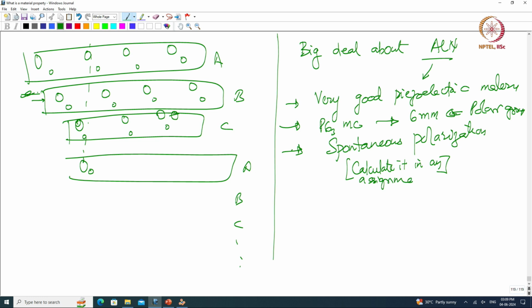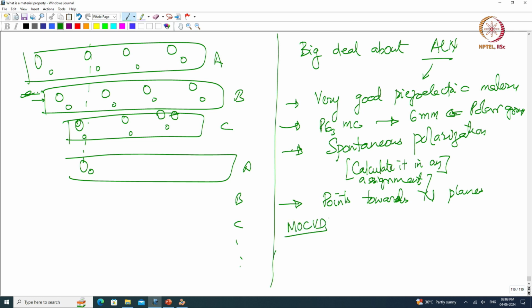Just by looking at the structure, just like we calculated it for barium titanate, we should be able to look at the structure, see how much nitrogen is displaced from the center of the tetrahedron and calculate the spontaneous polarization, right. And the spontaneous polarization points towards nitrogen planes, right.